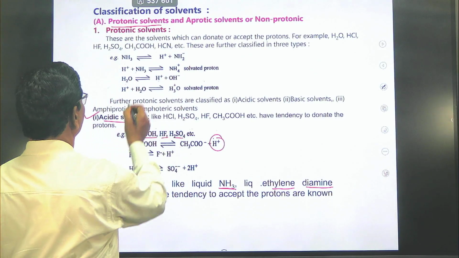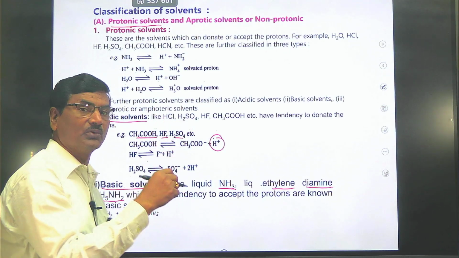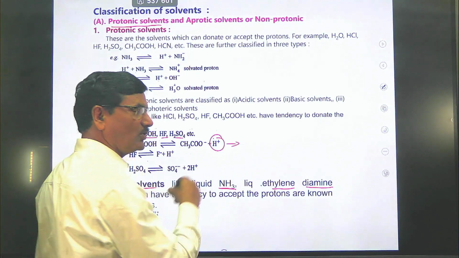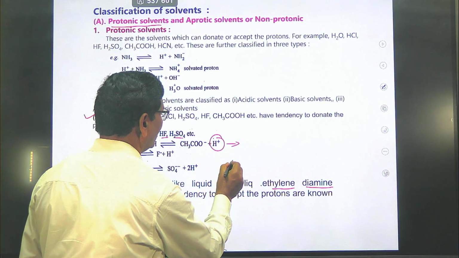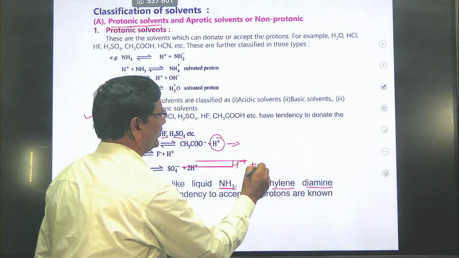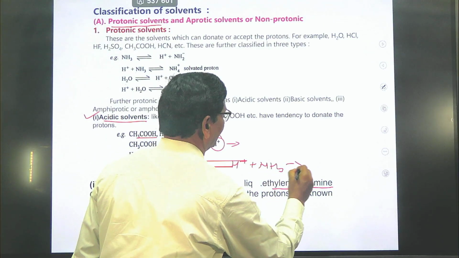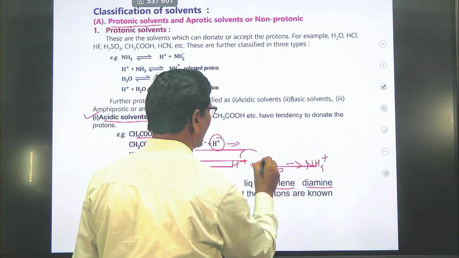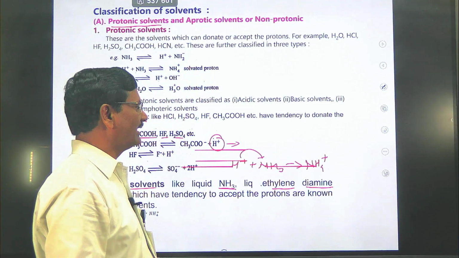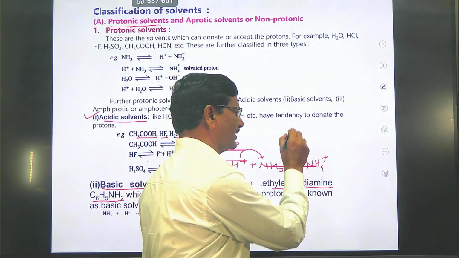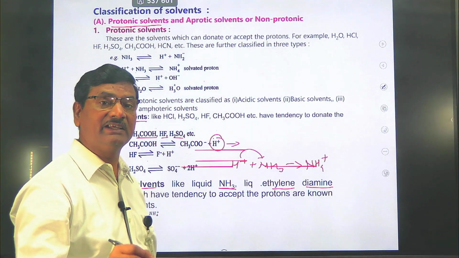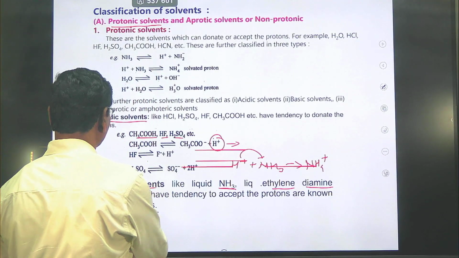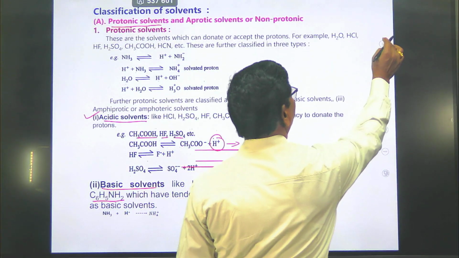And an acidic solvent has the tendency to donate a proton. This proton can be easily donated to another species. When that H+ combines with NH3, NH4+ is formed. It means the proton can be easily accepted by ammonia and NH4+ ion is formed. That's why it has the tendency to accept a proton, and this comes under the category of basic solvent.